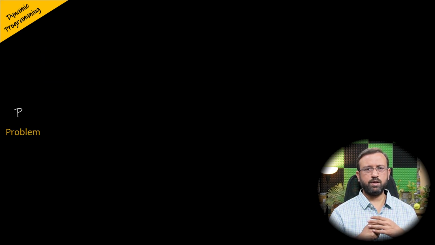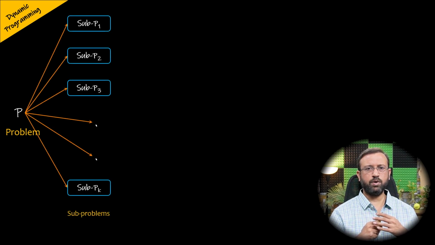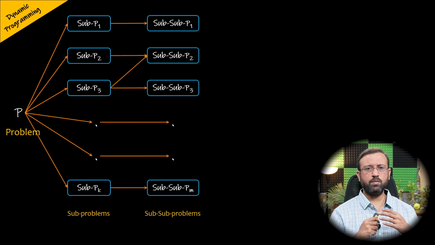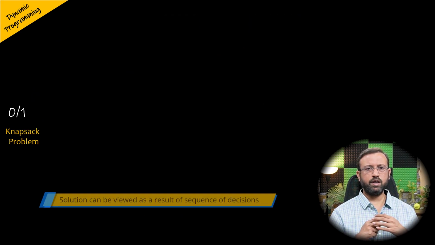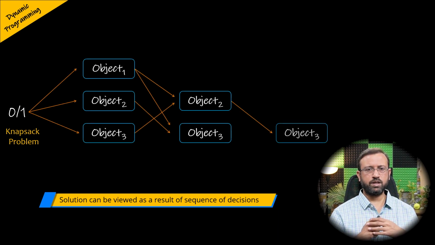The dynamic programming approach is typically used for optimization problems. Let us look at an example. If P is a given problem, then problem P is partitioned into subproblems, and these subproblems may be partitioned into sub-subproblems as well as sub-sub-subproblems, and so on. Let us consider the 0-1 knapsack problem. The solution can be viewed as a result of a sequence of decisions. Let us consider we have three objects. First, we make a decision on object 1 whether to include it in the knapsack or not, then on object 2 and then on object 3, and an optimal sequence of decisions maximizes the profit.